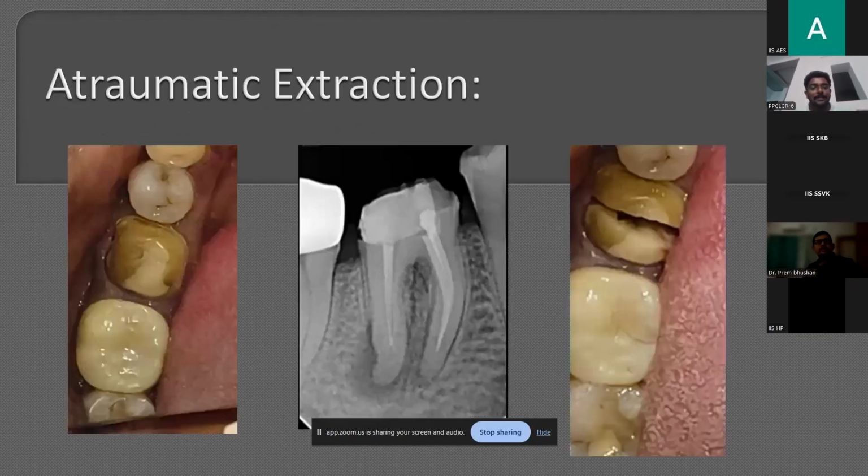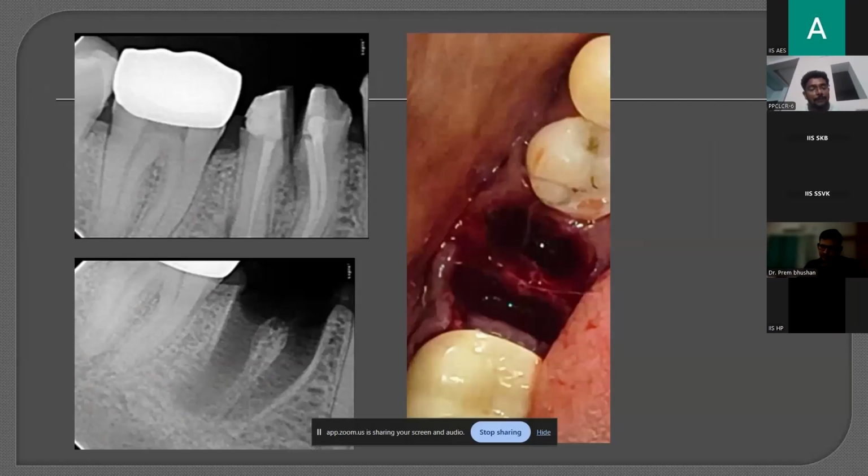So for an atraumatic extraction, if it is a molar tooth, the first thing that we need to do is split the tooth buccolingually. This is a patient where re-root canal treatment was also done. Still, the patient continued to have some kind of an abscess. So with an atraumatic extraction, the tooth was split into two, and with very minimal force, both the roots were extracted.